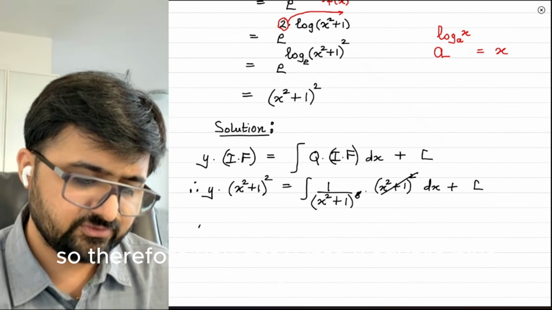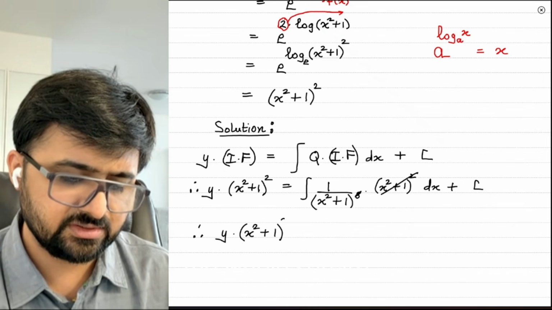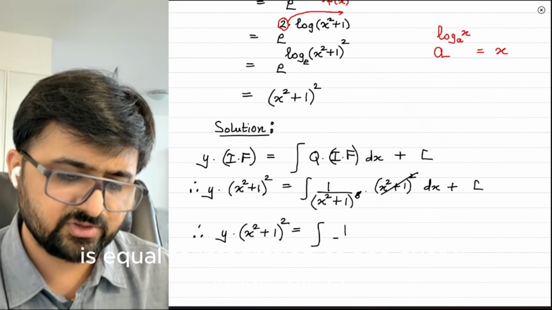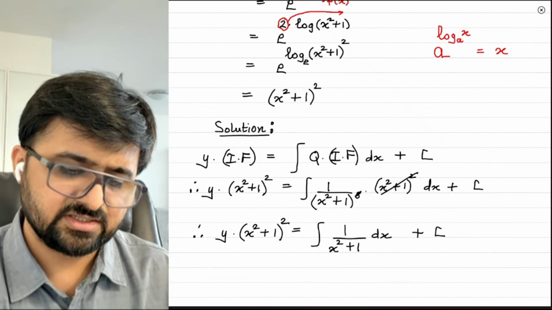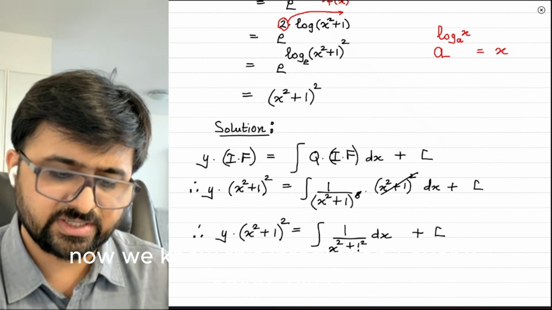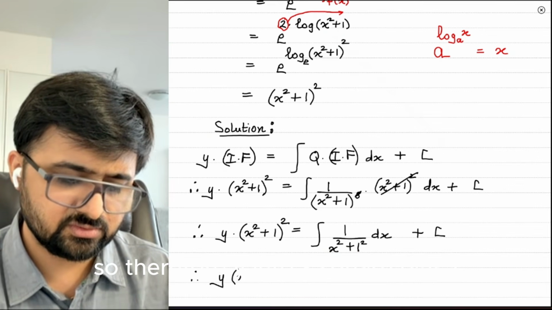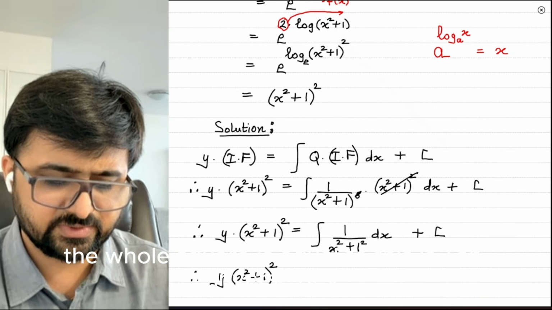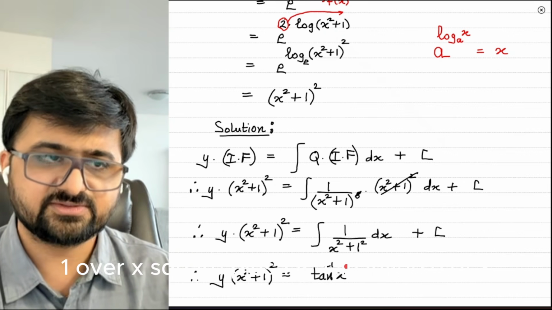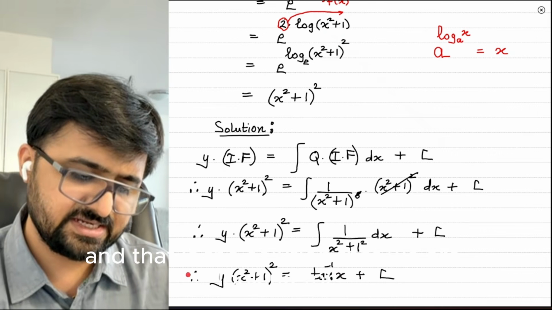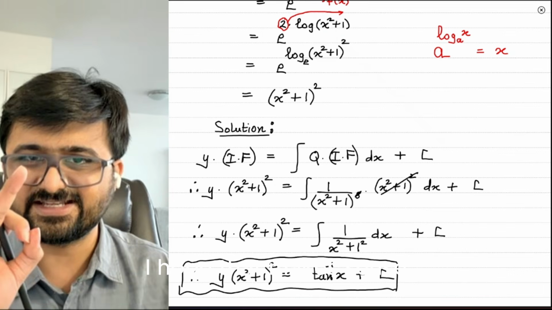Therefore you get y into (x² + 1)² is equal to the integration of 1 over x² + 1 dx plus c. Now we know this integration of 1 over x² + 1 is nothing but tan inverse of x. So y into (x² + 1)² is equal to tan inverse of x plus c, and that is the solution that we are looking for. I hope that makes sense.